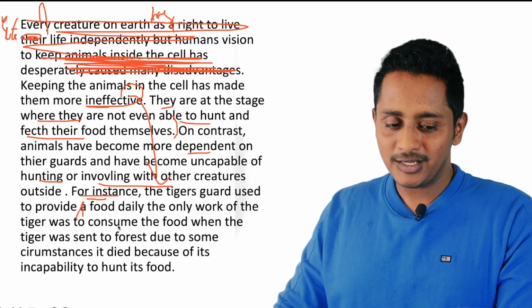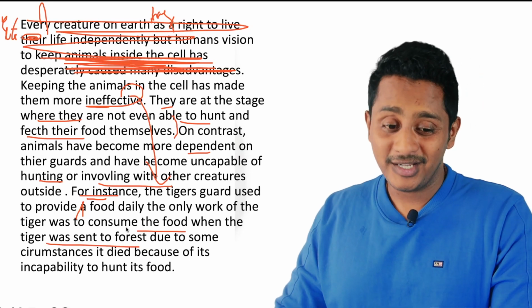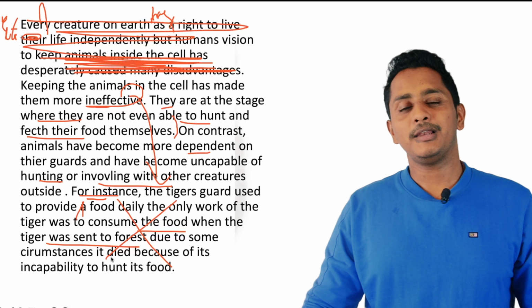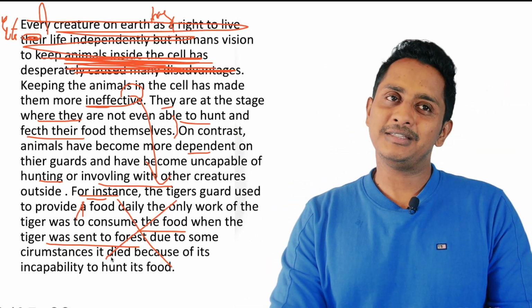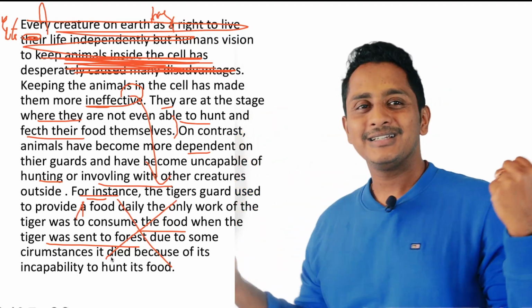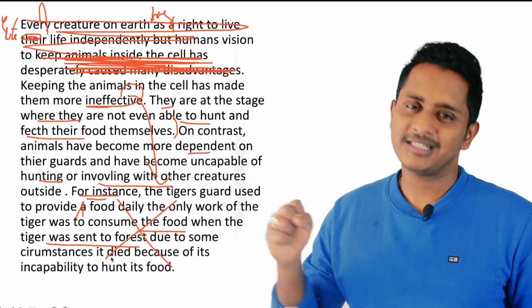The only work of the tiger was to consume the food. When the tiger was sent to the forest, due to some circumstances, it died. 100% faltu example. It has made the life of these animals ineffective. They have the freedom in the forest. They can do whatever they want. They can roam. But here, that is snatched.